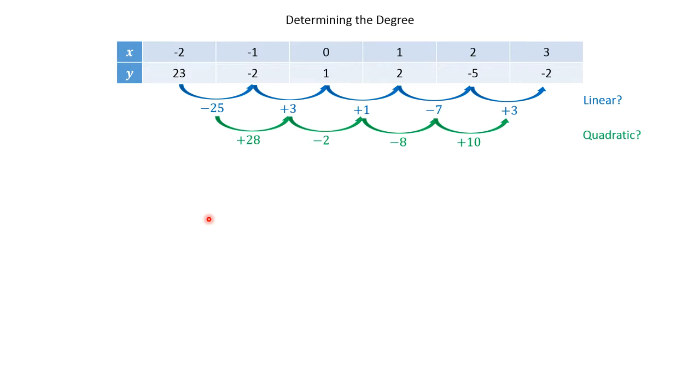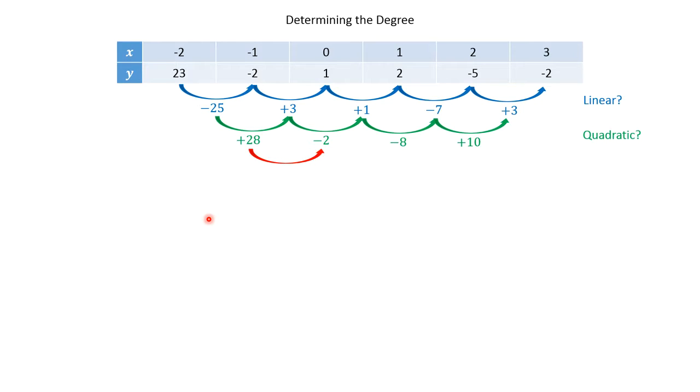And so the first differences tell us if it's linear. That would be x to the first. The second differences tell us if it's quadratic. That would be x squared. The third differences will tell us if it's cubic or x cubed. And that pattern will continue until you run out of points. And we'll see that in a minute.